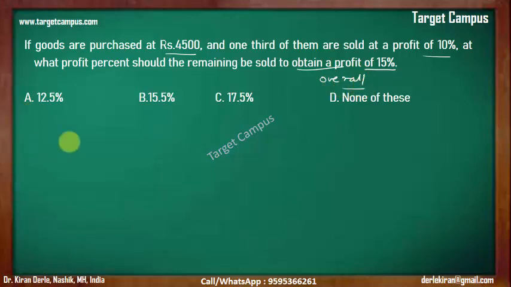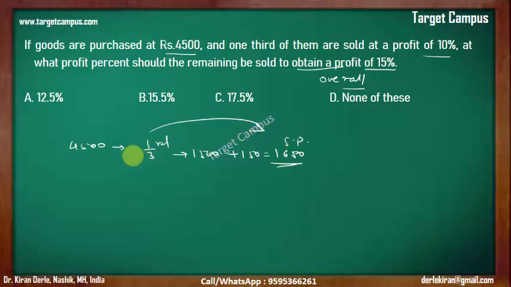Let's see. You can also go with this thing, guys. 4,500, and one third of them sold at 10% profit. So one third of this becomes 1,500, which are sold at 10% profit. So 150 is the profit. So 1650 is the selling price of this one third of the goods. So what remains is two third of this. One third is 1,500, so the remaining two third is 3,000. At what profit percent should this be sold to get an overall profit of 15%?